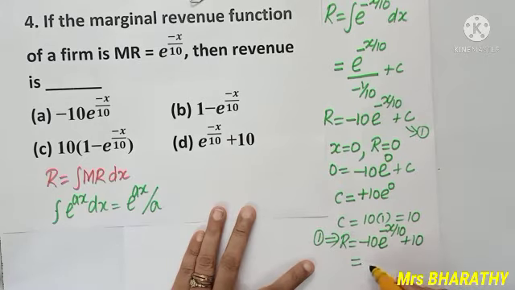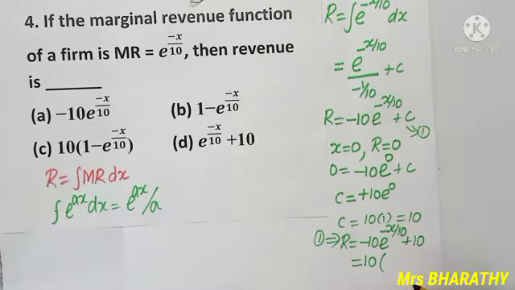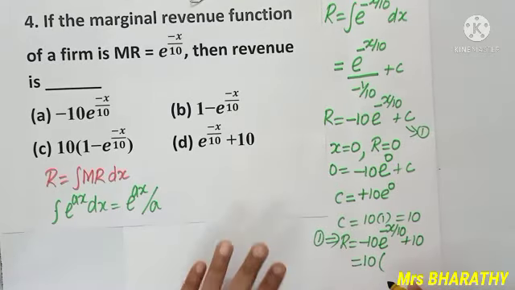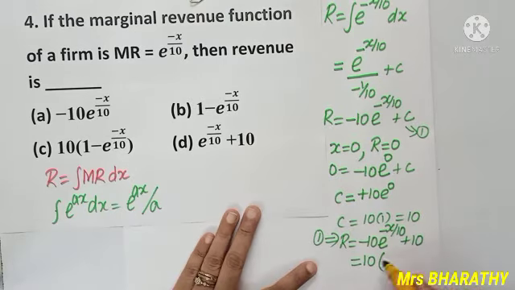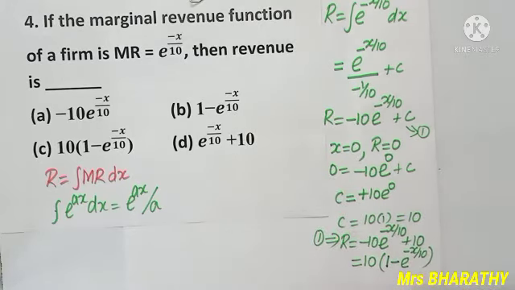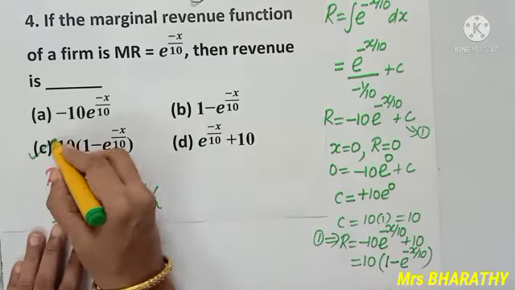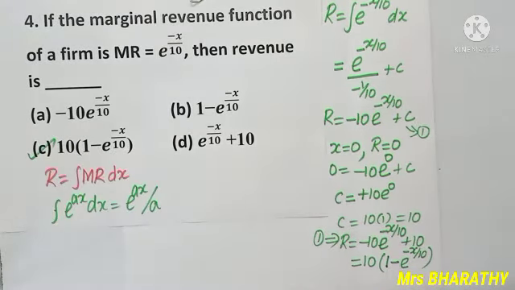If I take 10 as common to bring about the multiple choice answers, let me take 10 as common. I get 10 by 10 1, 10 by 10 1. Here minus symbol, e power minus x by 10. And we have option C to be the right choice.